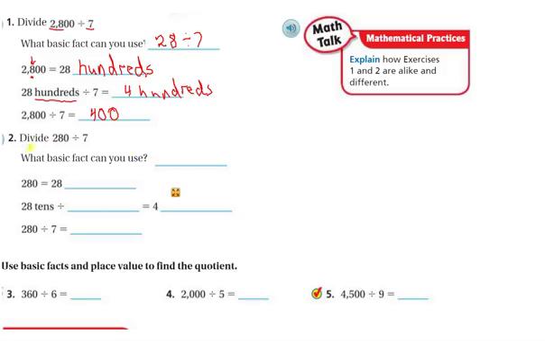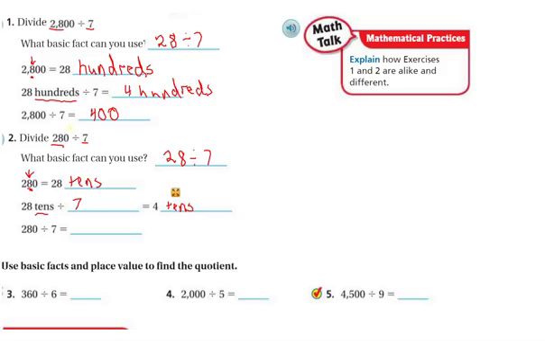Okay. Now same type of thing on number 2, except now it's 280 instead of 2,800, but again I'm still seeing the 28 in front and the 7, so I'm going to use the same basic fact, 28 divided by 7. 280 equals 28. Well, now this time the last number, the 8, is in the tens place, so it's 28 tens. And 28 tens divided by 7 equals 4 what? Well, what were we dividing? Tens, so it's going to be 4 tens.